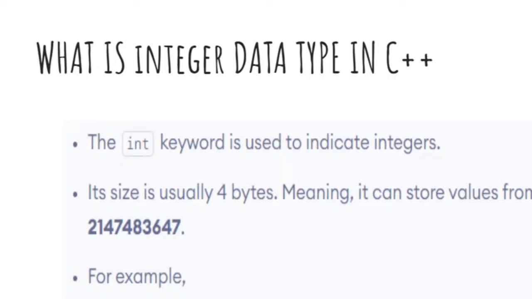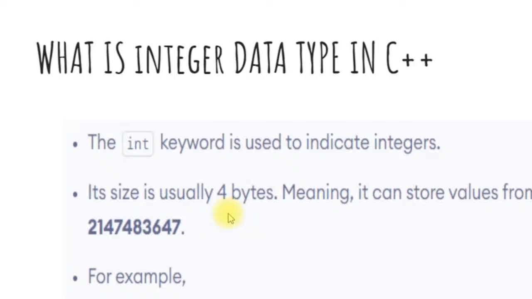So if we write int space salary and we assign the value 85,000, what this statement will essentially do is 85,000 will be assigned to a variable called salary, and the data type for this variable salary will be integer. int is a fixed keyword that is used for declaring variables of integer type in C++.